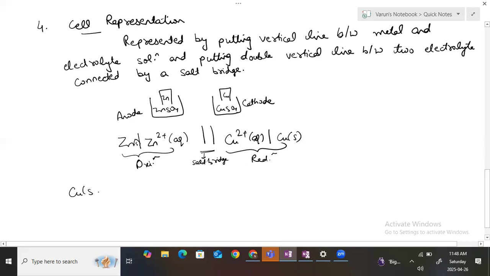I have one more example. If I give you this cell, I simply write this. Now tell me what information you get by seeing this representation.